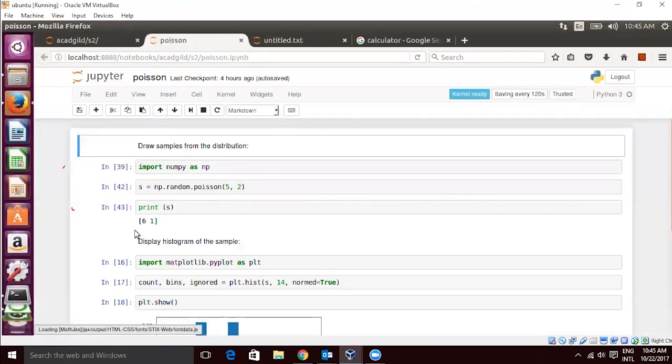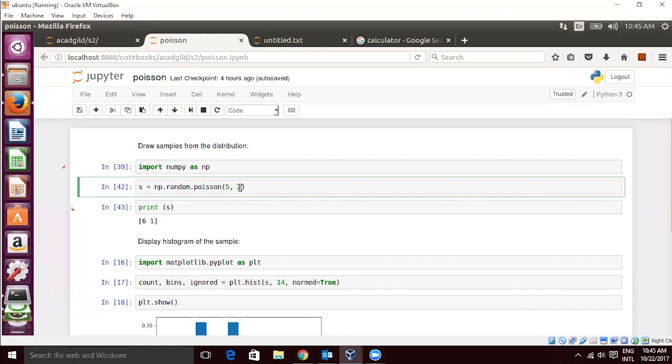Okay, so our example is basically how we can collect samples from a Poisson distribution. I want to collect 2 samples of a Poisson distribution with a mean value of 5. Simple. When I print this, I'll get 2 Poisson random variables, which are 6 and 1. I use NumPy, so when I ask NumPy to randomly select a Poisson variable from a Poisson distribution with a mean value of 5, I'll get 2 values.